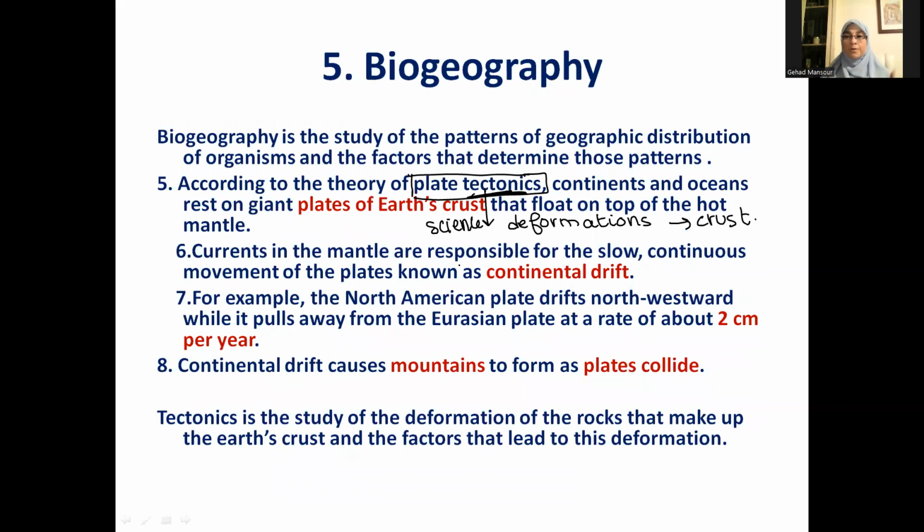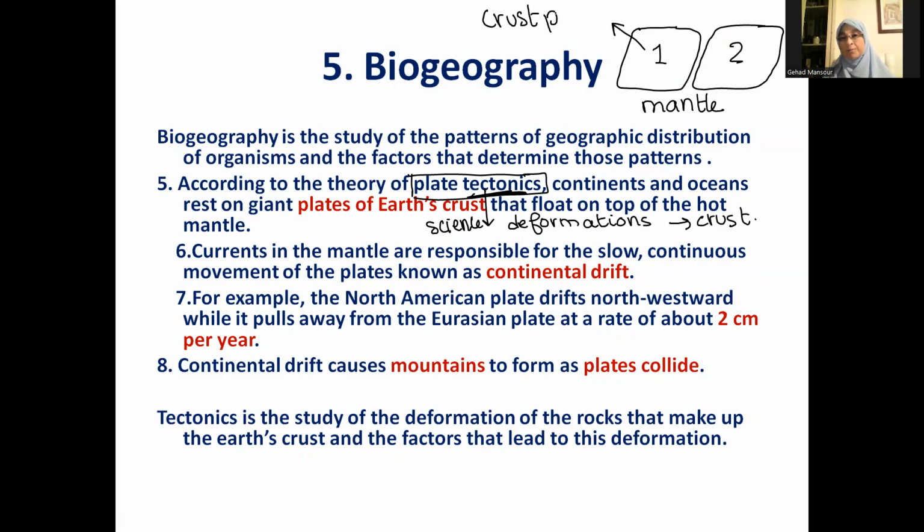So the mantle is liquid or semi-solid, so currents in the mantle are responsible for that slow continuous movement of the plates that results in shifts of the positions of the continents, which we call continental drift. So if we consider a certain large surface area of the earth, and we have two plates that have a small space in between them, and under them we have the mantle, and this is the crust.